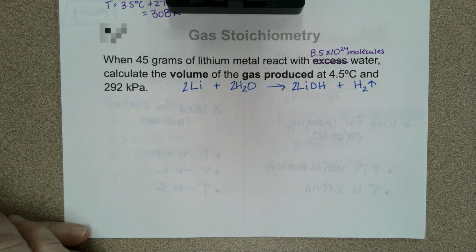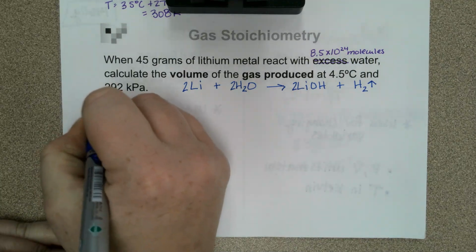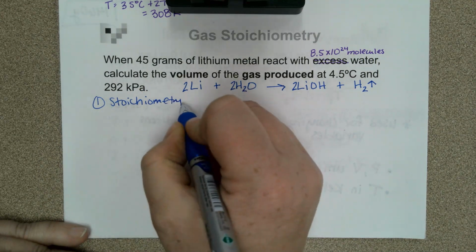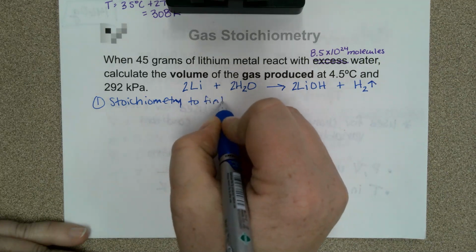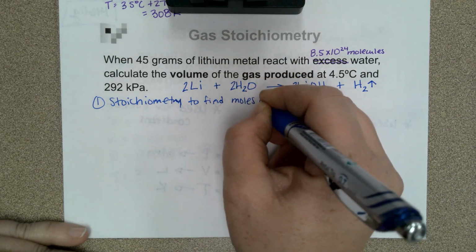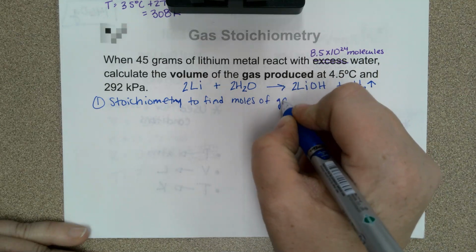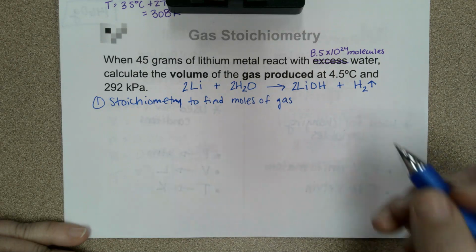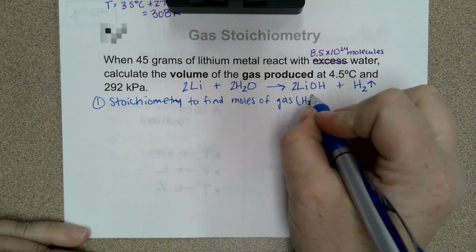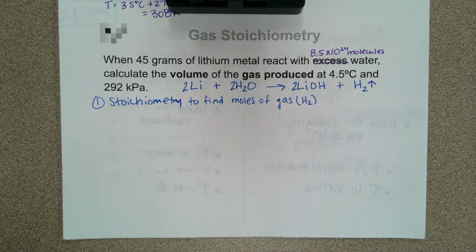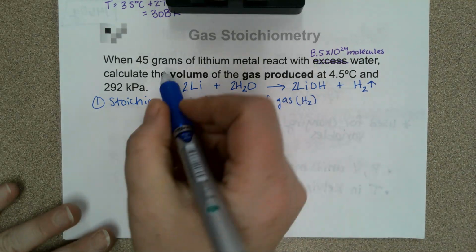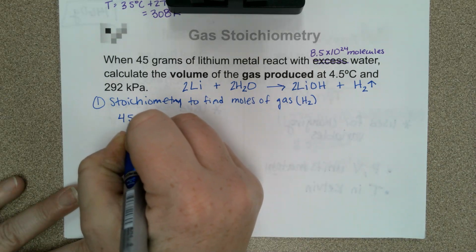All right, so step one, we're going to use stoichiometry again, except this time we have a limiting reactant problem. Okay, and we're finding moles of gas. So our moles of gas in this case is going to be our H2, our hydrogen. All right, so we're going to do each of our reactants to moles of hydrogen. So I'm going to start off with my lithium. So I have 45 grams of lithium.